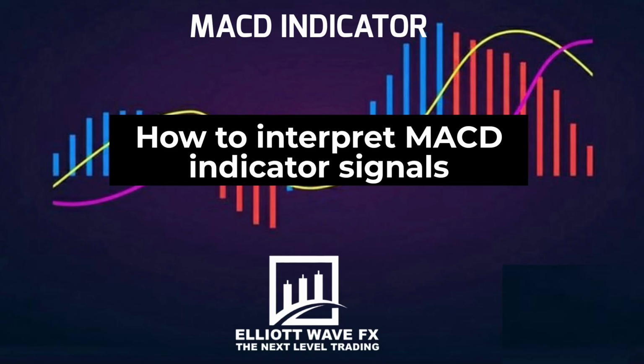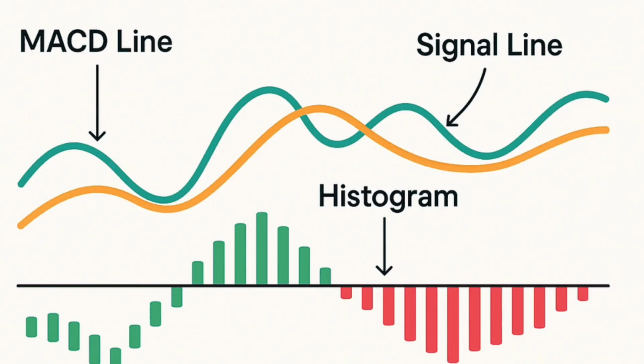How to interpret MACD indicator signals. You can interpret buy and sell signals with the MACD through crossovers and divergence. MACD crossovers. Crossovers occur when the MACD line and the signal line intersect. A bullish crossover happens when the MACD line crosses above the signal line, suggesting a potential uptrend. On the other hand, a bearish crossover occurs when the MACD line crosses below the signal line, indicating a potential downtrend.